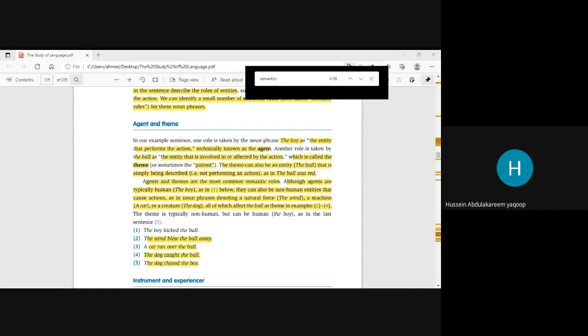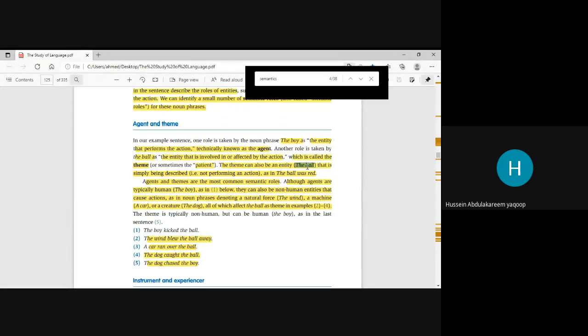Okay. So now I guess you gave us everything related here. What we have in this example is that the entity that performs the action, the one who does something, is technically the agent. Another role is taken by the ball, the entity that is involved in or affected by the action, other than the agent, which is called the theme. Sometimes it's called patient. If we go back to the same example, the boy kicked the ball, the theme, the ball, can also take the place of the agent, but the performance is different.